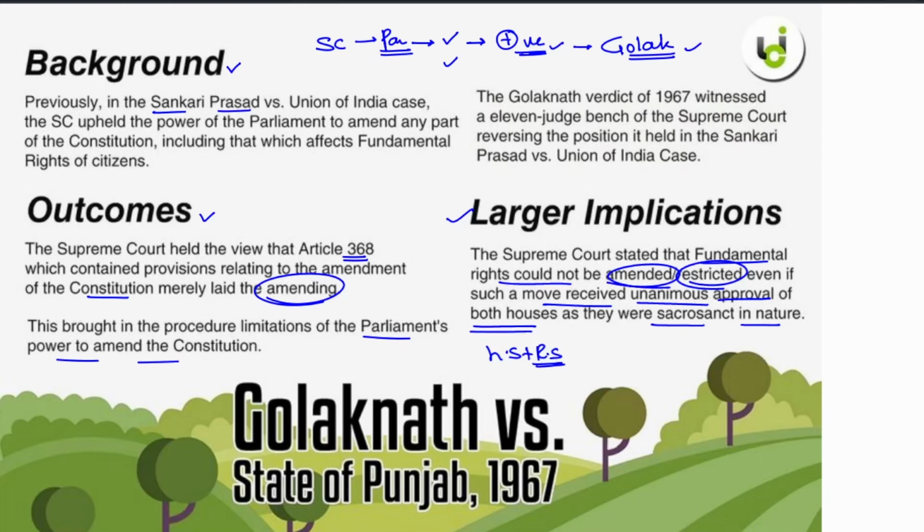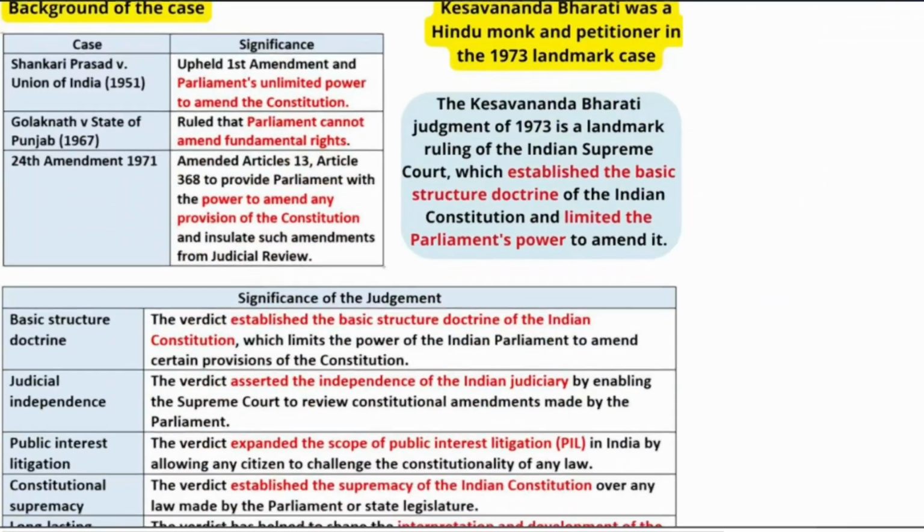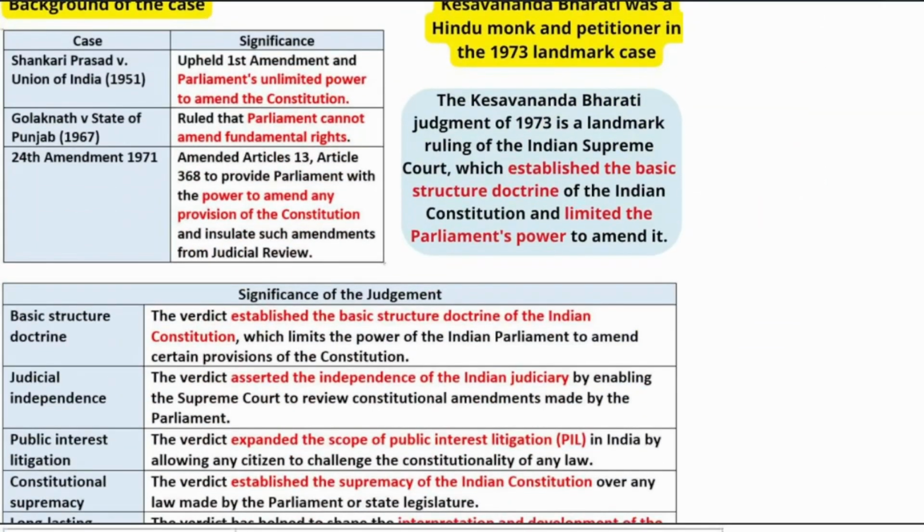Alright, so this was the Shankari Prasad versus Golaknath case, we can say. Okay, so Shankari Prasad or SP case, what we see that Supreme Court said that all could be amended, positive outlook. And in the Golaknath case, what we can say that Supreme Court said that they cannot be amended. Okay, so it was a versus case. All right, let's talk about here. So Shankari Prasad versus Union of India case: Parliament's unlimited power to amend the constitution. Okay, this is the first thing. Second thing is Golaknath versus State of Punjab, which ruled that Parliament cannot amend fundamental rights. So this was 1 versus 2, you can say.